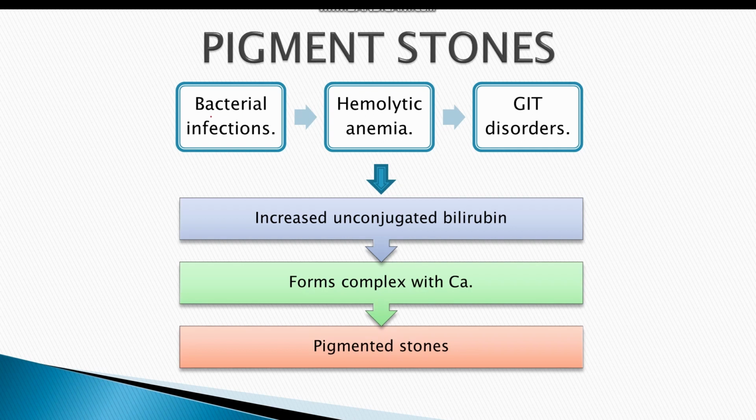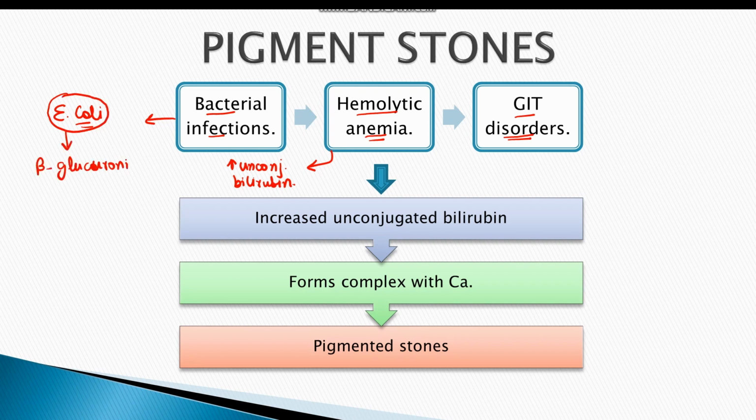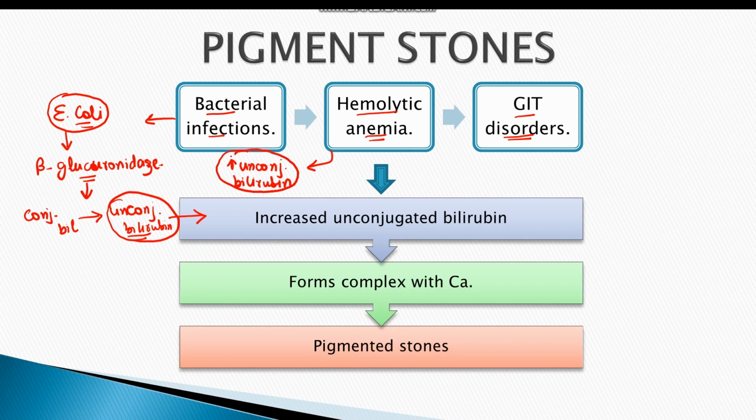Pigmented stones are formed as a result of either the bacterial infection, such as in E. coli, or they are formed due to chronic hemolytic anemias, which result in increased unconjugated bilirubin. Moreover, certain GIT disorders, such as Crohn's disease, also increase the risk of formation of pigment stones. In case of E. coli infection, a specific enzyme is released known as beta-glucuronidase. This enzyme hydrolyzes the conjugated bilirubin and converts it into unconjugated bilirubin. This unconjugated bilirubin accumulates in the gallbladder. Likewise, the hemolytic anemias also increase the concentration of unconjugated bilirubin. So increased unconjugated bilirubin forms complex with the calcium salts, resulting in formation of pigmented stones.